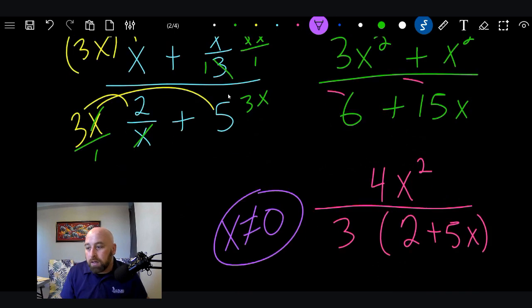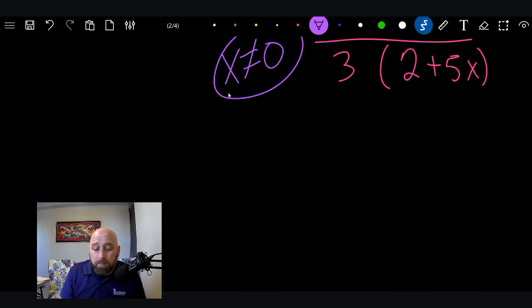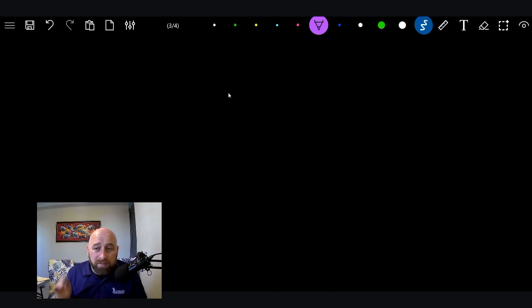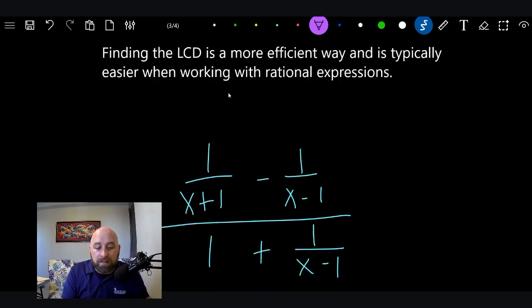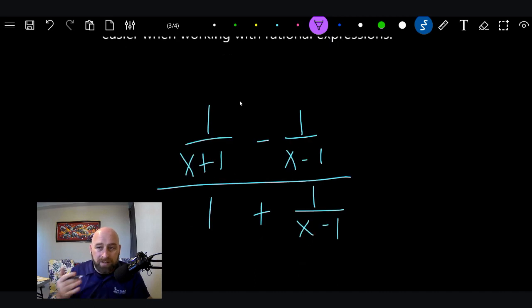So there we go. Two different ways to do the same thing. But either way, you have to find the LCD, and either way, you have to multiply it through. So it's really whichever way you like better. I wrote down here, finding the LCD is a more efficient way and is typically easier when working with rational expressions. Let's do one more, and let me explain why it's maybe a little easier to work with the LCD than to do it the other way with the order of operations.